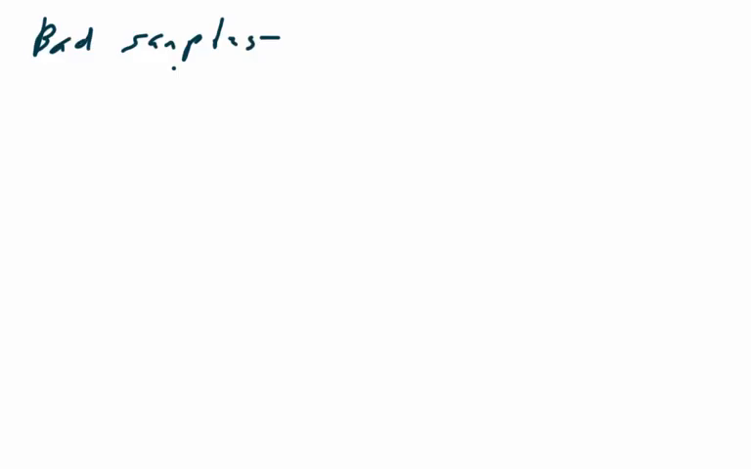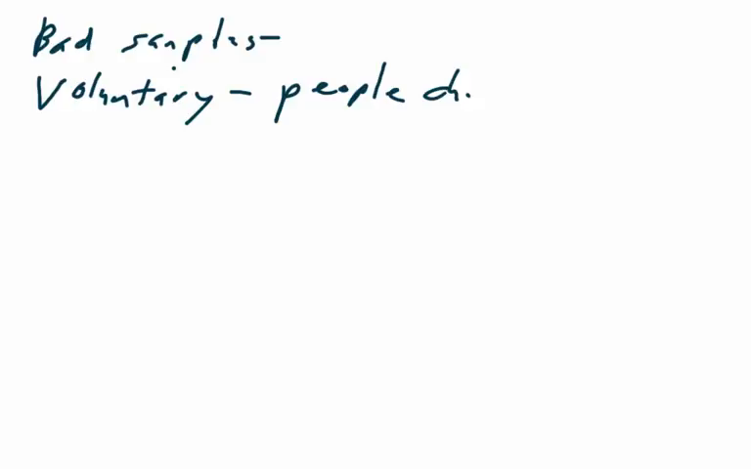Alright, we're going to call the rest of this lesson bad samples: how you get a bad sample when trying to find out any real good information. And the first one is called a voluntary sample, which means that people choose to be part of, in this case, we'll just call it the survey.